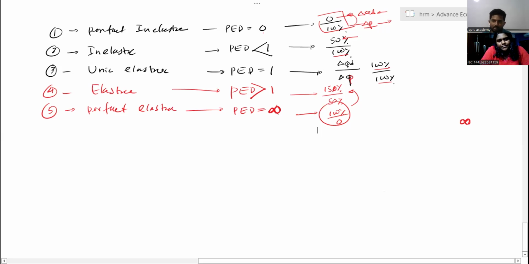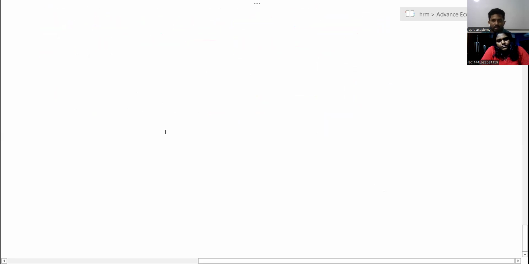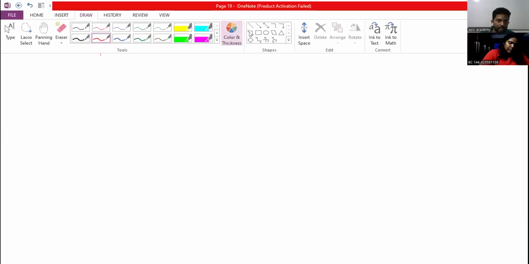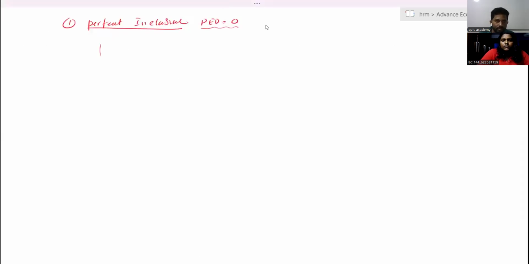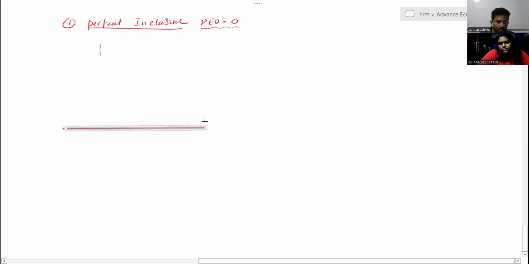I will describe one by one. Okay? Don't worry. Right. First one is perfect inelastic. That means PED equal to 0. In here, you can identify how the demand curve looks like at that point.